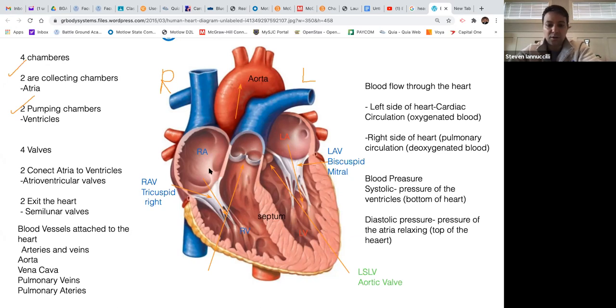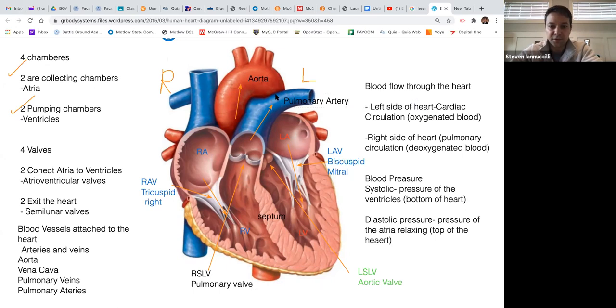Okay. On the other side, on the right-hand side, we have the right semilunar valve. Right semilunar valve. But it can also be called the pulmonary valve. Anytime you see the term pulmonary, it refers to the lungs, okay? And the reason this is called the pulmonary valve is because it's going through this big blue blood vessel that we call the pulmonary artery. Okay, this is the pulmonary artery.